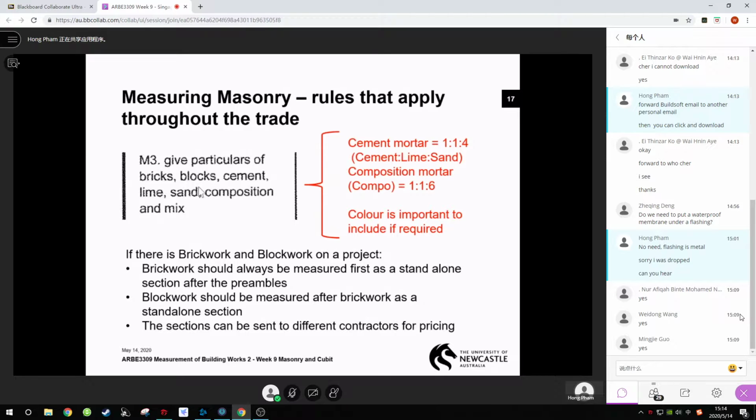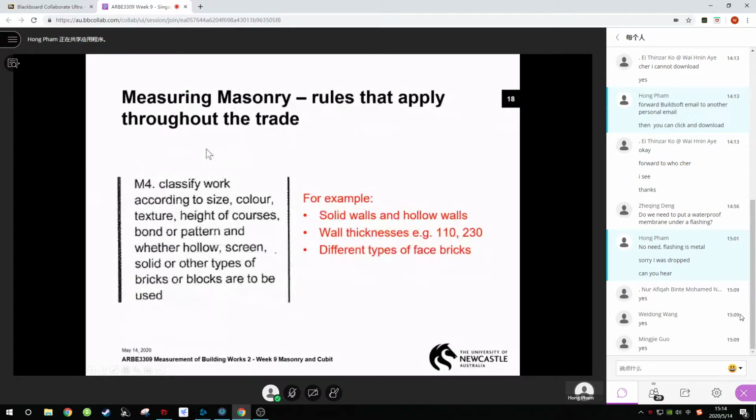Rule 4, on slide number 18, for the distance guys and the Singapore crew: classify work according to size, colour, texture. Those are the different things that we have to do, whether they're hollow, screen, or what type of wall they are. And you'll see we talk about solid walls and hollow walls as the two most common types.